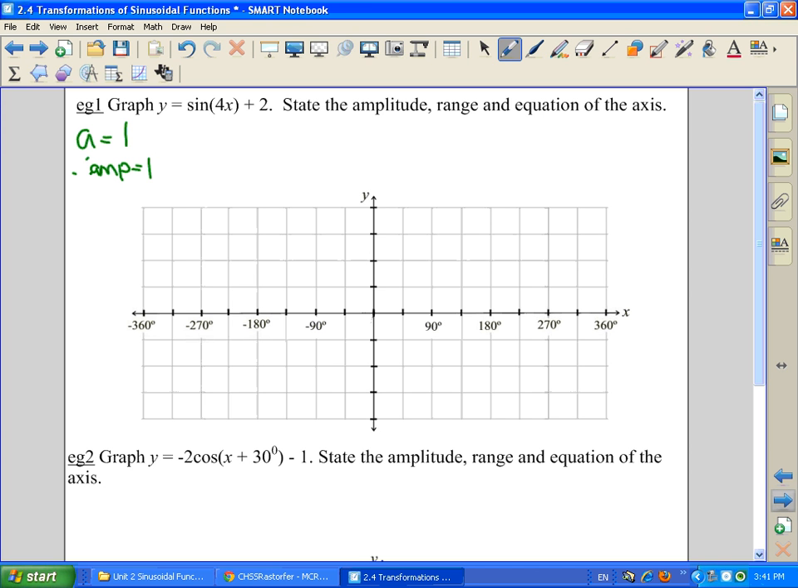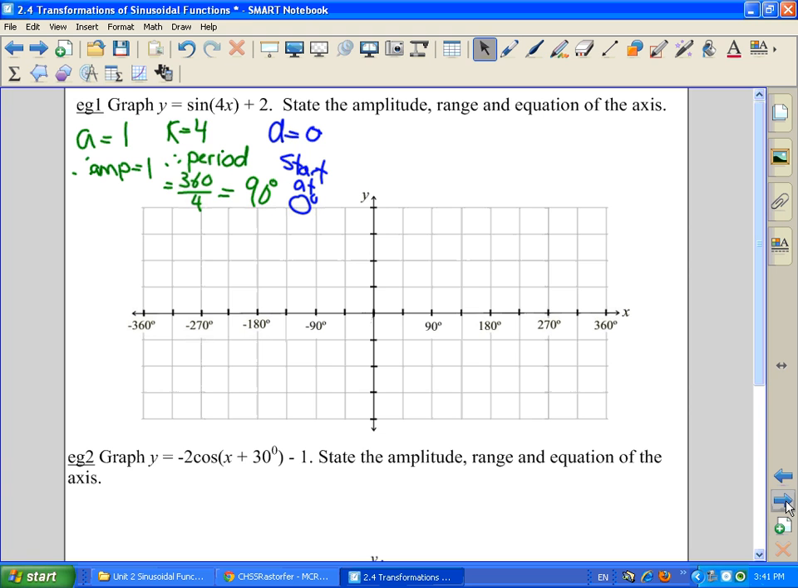Each of these things has a key piece of information, and we may even state these before we graph it, and that's fine. K equals 4. What does that mean? Therefore my period equals 360 divided by 4, which equals 90 degrees. All right, moving along. D equals 0. That means we're going to start at the origin, or start at 0 degrees.